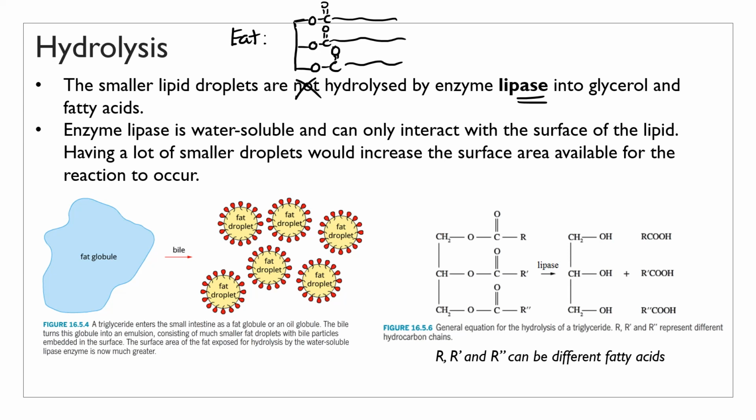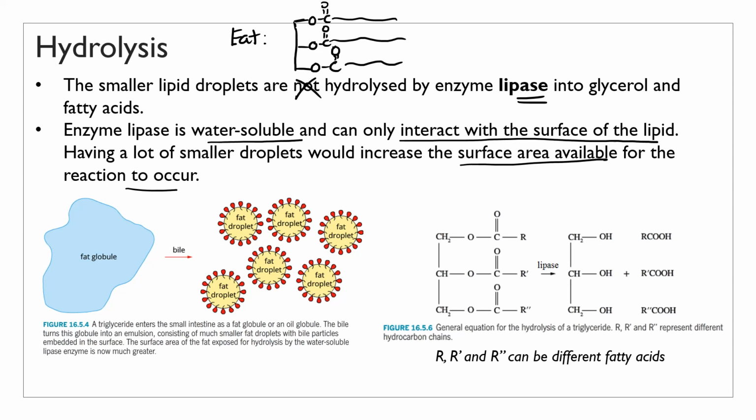The reason why the emulsification step has to happen before the actual hydrolysis is because lipase is a water-soluble enzyme, and it can only interact with the surface of the lipid. If I were to just have lipase trying to hydrolyze this really big fat globule, it would be very difficult because it could only interact with the surface of the fat molecule since it's water soluble. So the emulsification happens to break down the fat into smaller droplets, which increases the surface area available for the reaction to occur. So you're trying to speed up the digestion process.